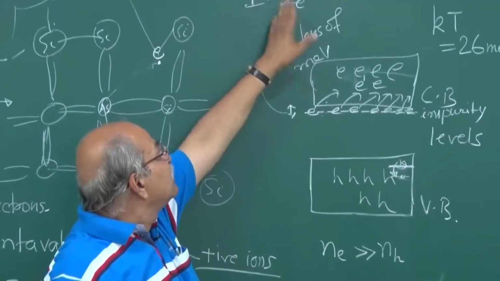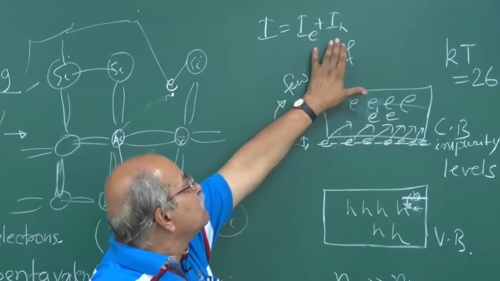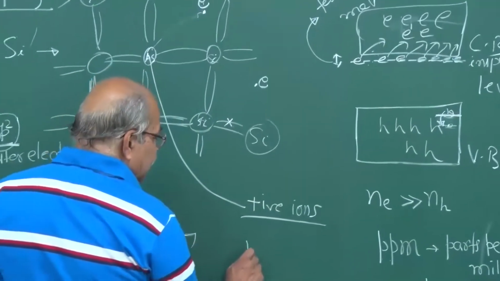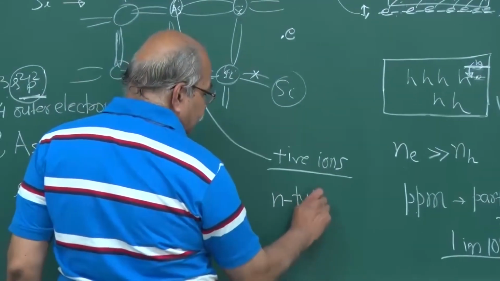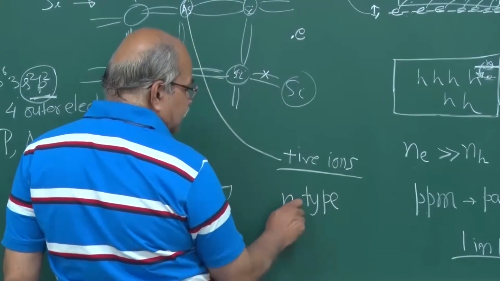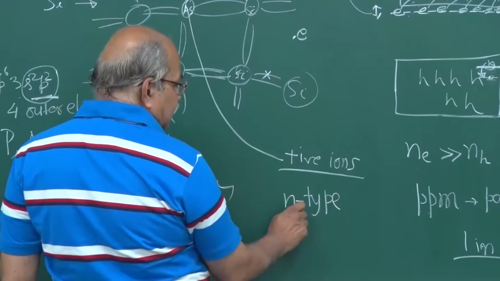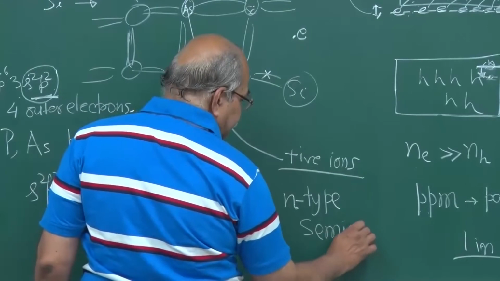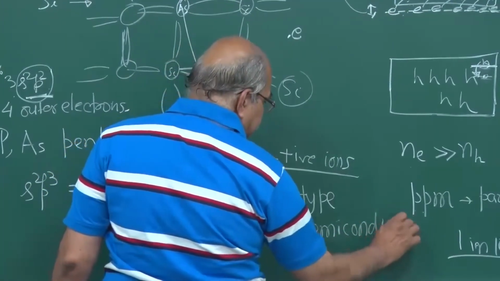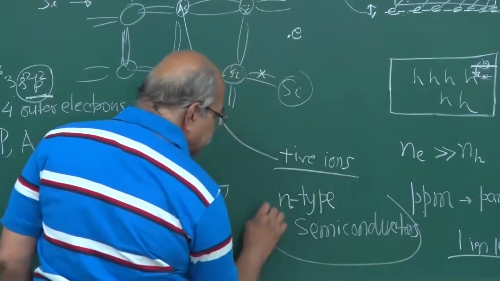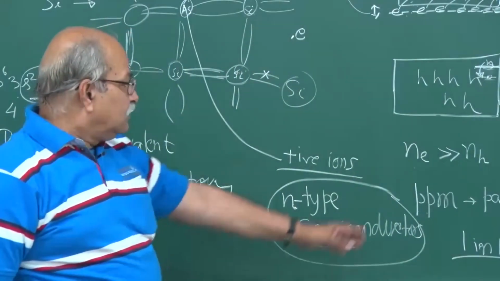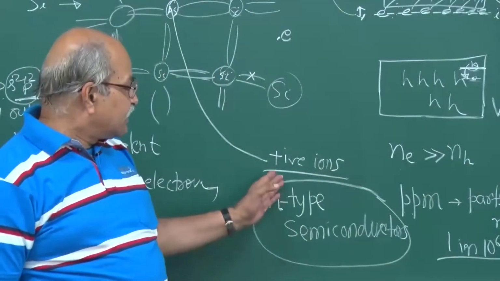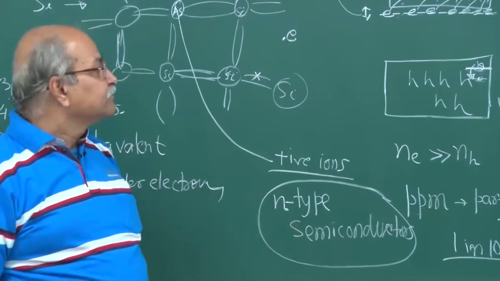So the current is dominated by the negative charge carriers, not the positive charge carriers, and therefore this kind of semiconductor is known as N-type semiconductor. Negative type, where negative charge carriers are in larger numbers. Where the number of conduction electrons is much larger than the number of holes, those are known as N-type semiconductors.